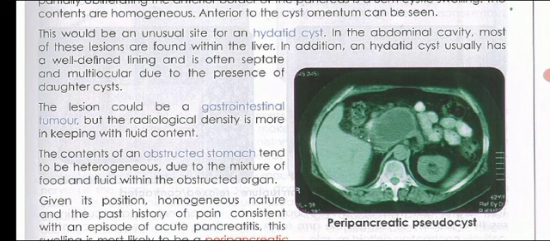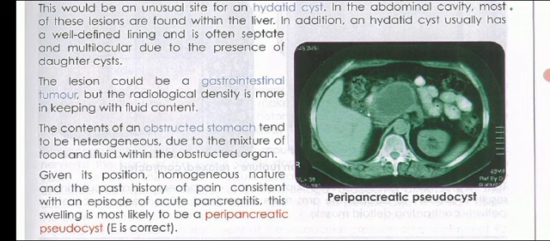Most of these lesions are found within the liver. In addition, a hydatid cyst usually has a well-defined lining and is often septate and multilocular due to the presence of daughter cysts. The lesion could be a gastrointestinal tumor, but the radiological density is more in keeping with fluid content.